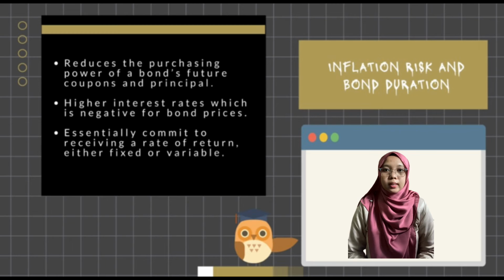For inflation risk and bond duration, inflation reduces the purchasing power of the bond's future coupons and principal. Inflation may lead to higher interest rates, which is negative for bond prices. The issuer commits to achieve a rate of return, either fixed or variable, for the duration of the bond, or at least as long as the investor holds it.